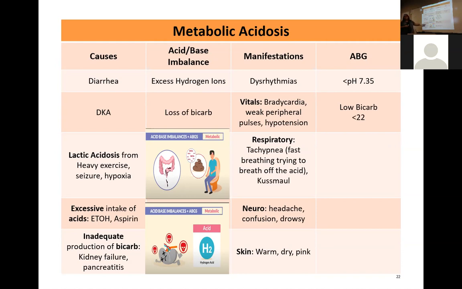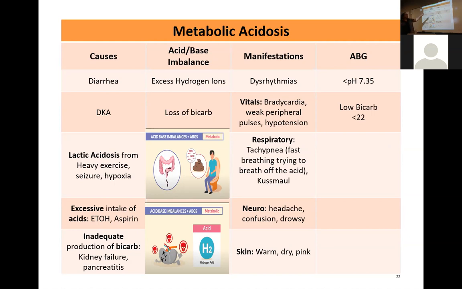So sometimes people who have been on a binge or are chronic alcoholics are in a state of metabolic acidosis. Overuse of aspirin can also have an effect. Inadequate production of bicarb, which happens with kidney failure, and that pancreatitis that we really talked about. Pancreatitis means inflammation of the pancreas, so it's not able to produce bicarb, so your body doesn't have as much as it needs to be in balance.